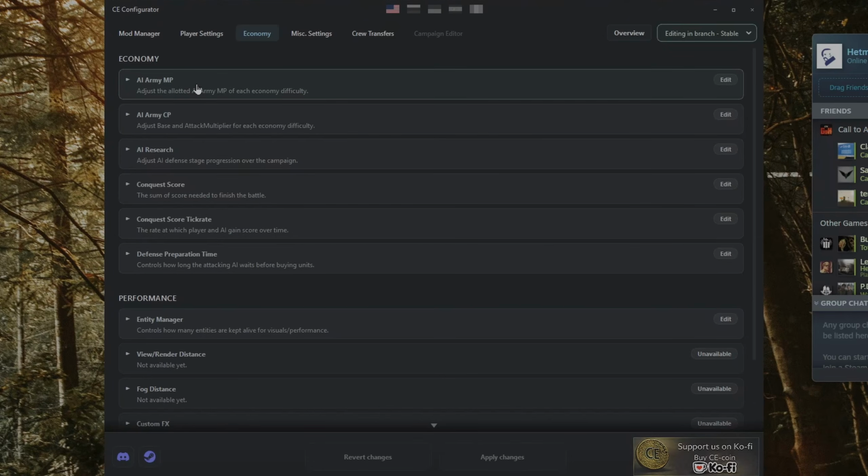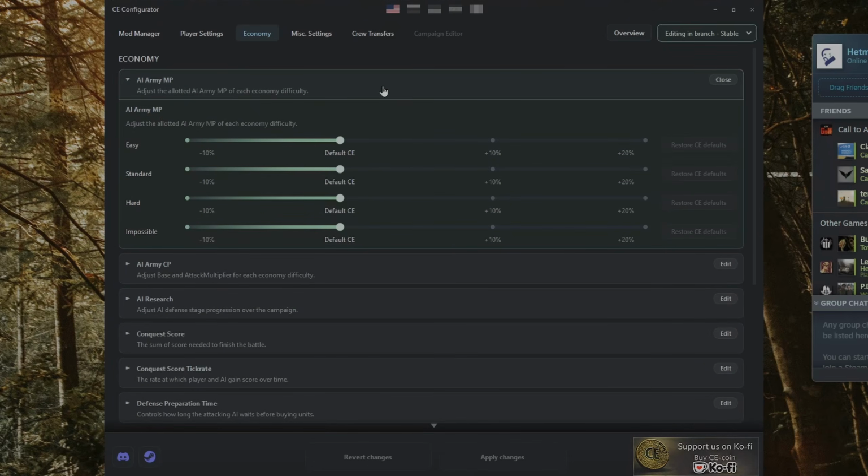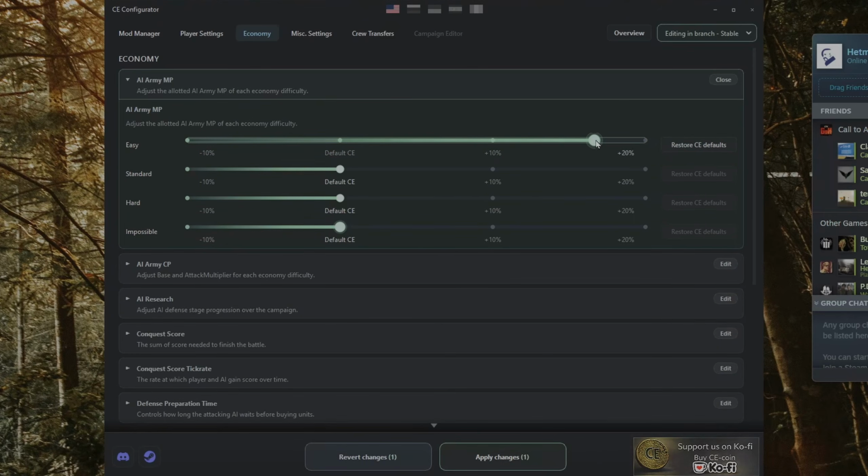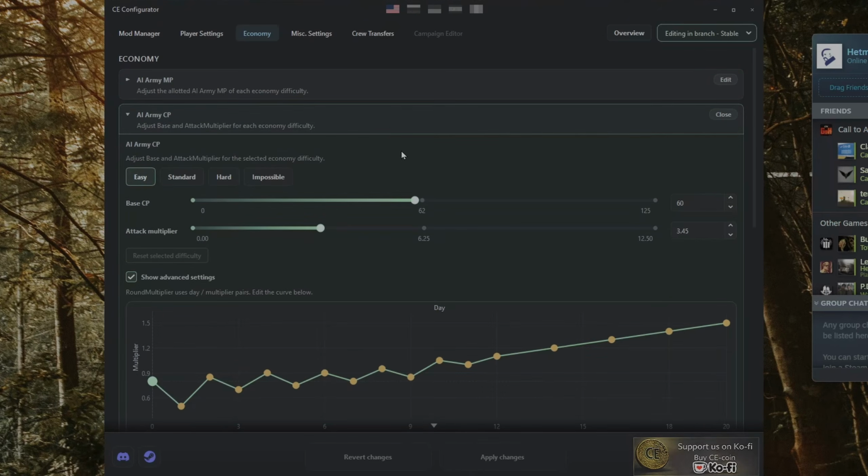The first option in the economy setting would be essentially manpower points for the AI. And as we said, manpower points is something that AI uses to buy vehicles or equipment or troops. So depending on the economy, you can increase it or you can decrease it. So you can go to -10 or up to +20 from default value. That's it. It's up to you. If it's too difficult, you can kind of lower it down. Your thing.